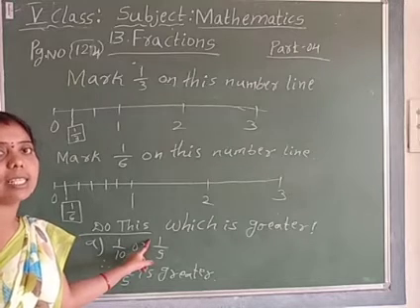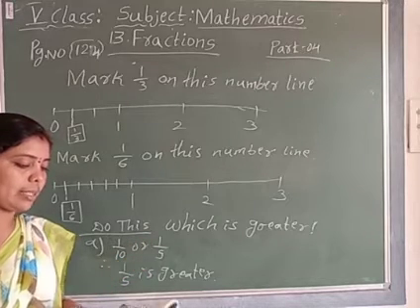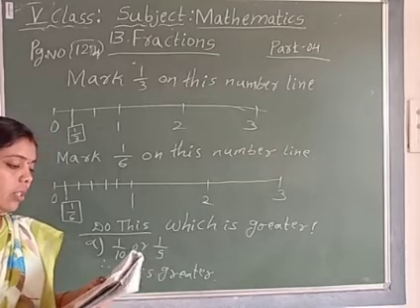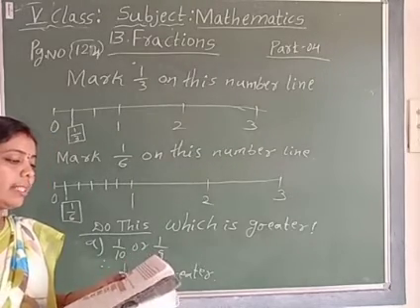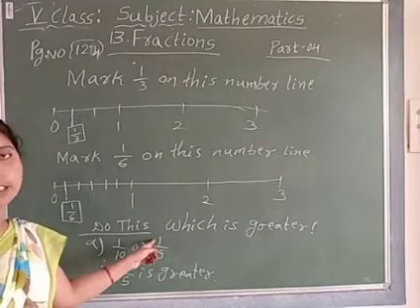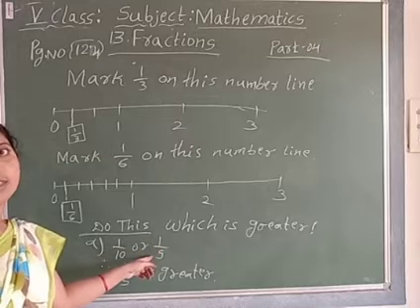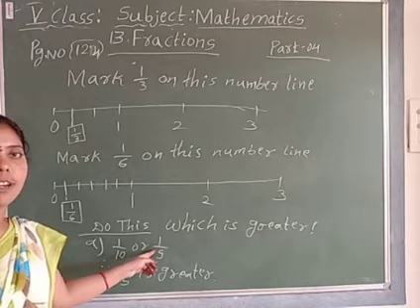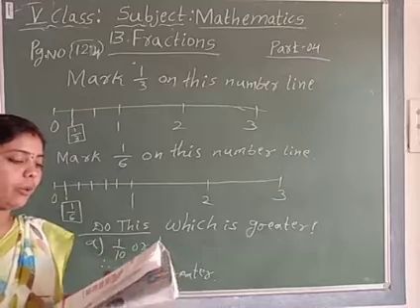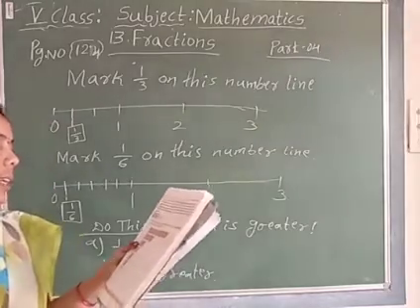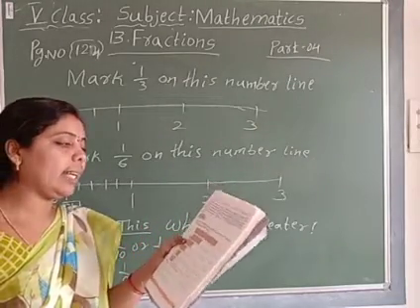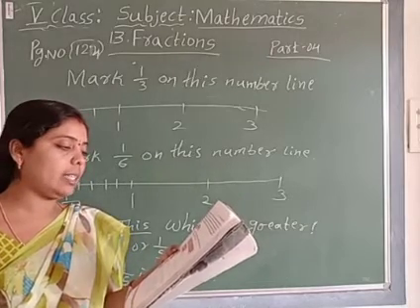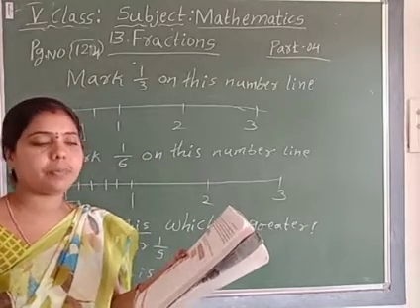Which numbers are fractional numbers? See here, try this. The number below is the denominator, the number up is the numerator. First of all, I will explain for class 2 only. Down number is denominator, up number is numerator. Try this: write the colored portion as a fraction. Which fraction is the greatest? Which fraction is the smallest?